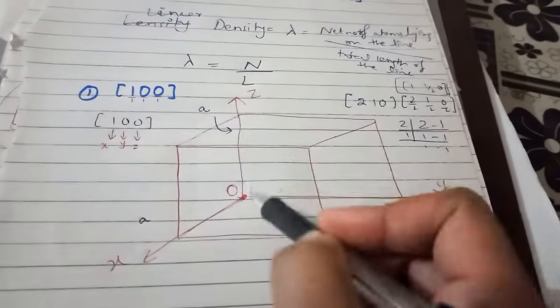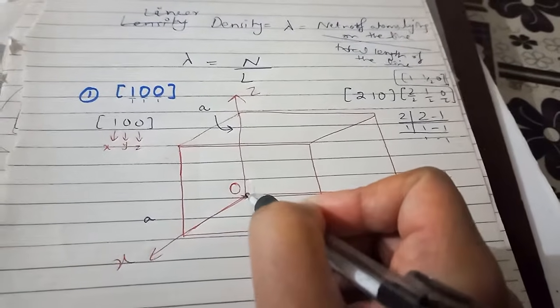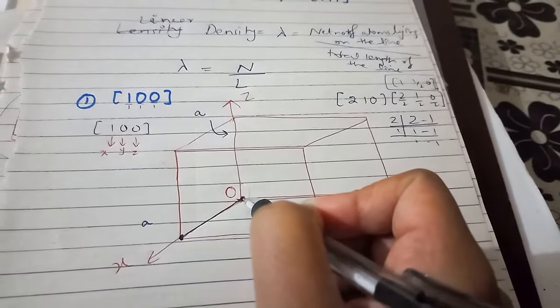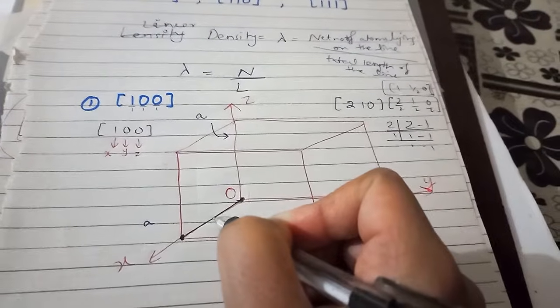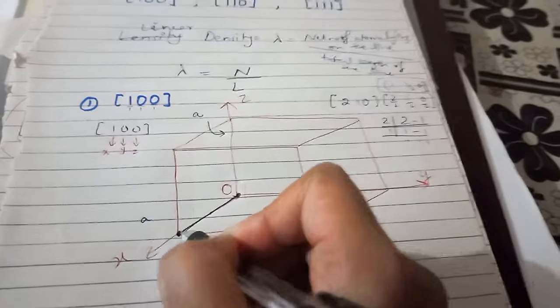1 unit along the x-axis means from one corner to another corner along the x-axis. This is the x-axis, so we'll move from this end to this end, like that. This means 1 unit. Moving from the origin to this half point will be half, half a unit, and a complete unit means to the other end of the unit cell.